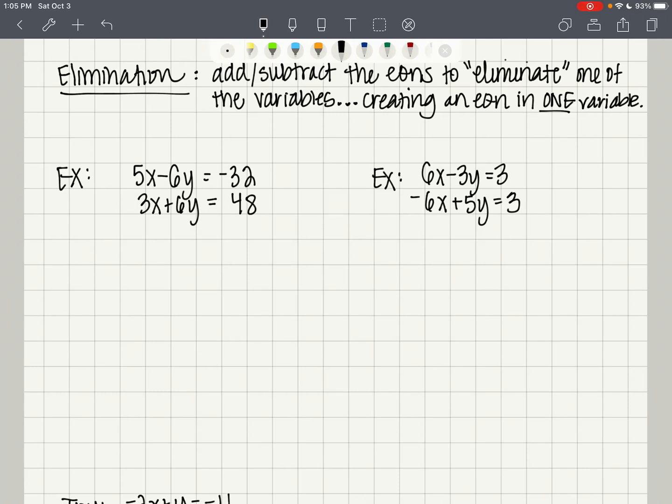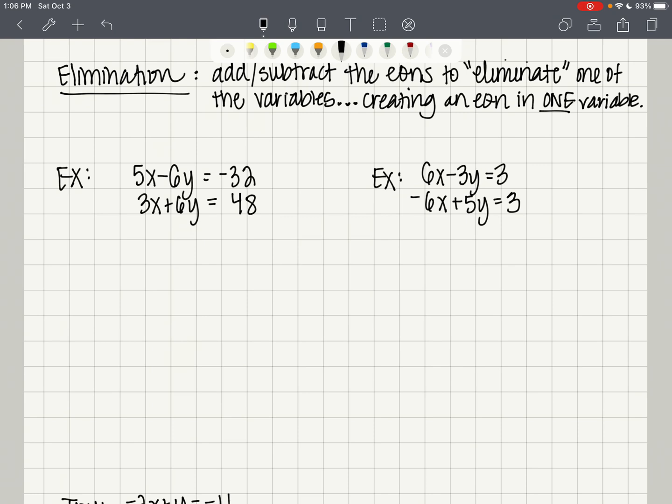The elimination method is probably my most favorite method for solving systems of equations. Unless our equations are set up otherwise, usually when they're in standard form, this is the easiest way for me to solve them. So I'm going to show you how I solve systems of equations this way.